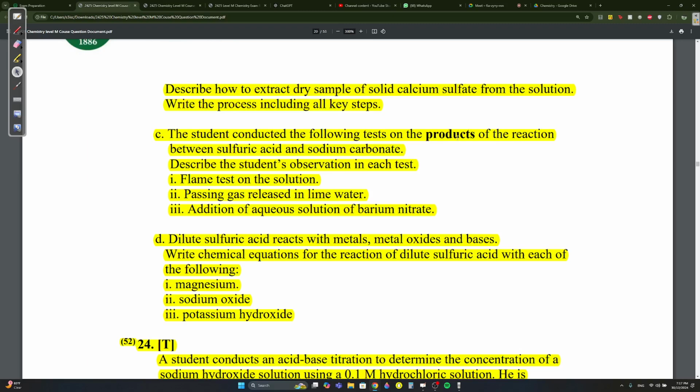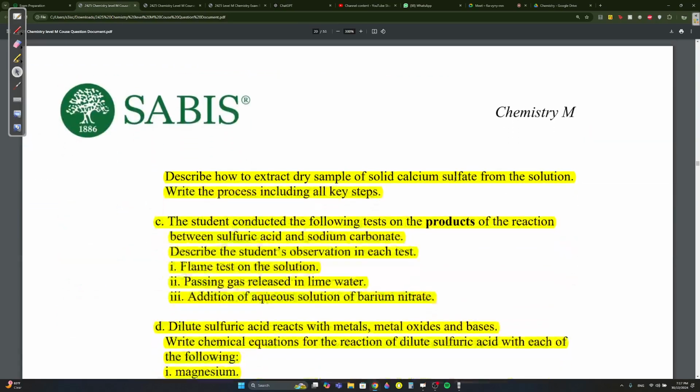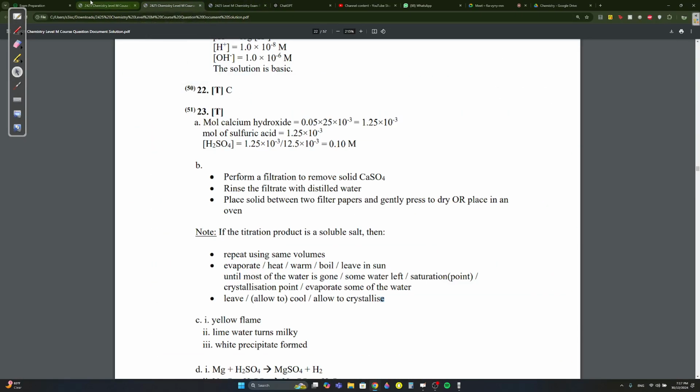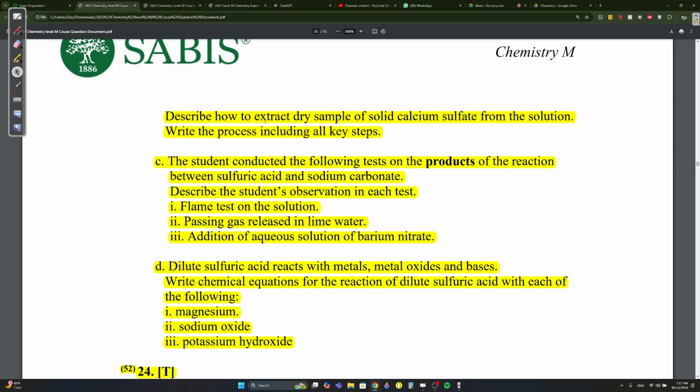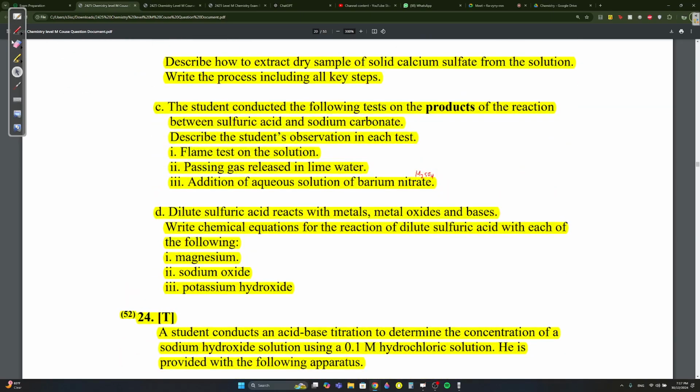The student conducted the following tests on the products of the reaction between sulfuric acid and sodium carbonate. Describe the student's observation for each test. The flame test. Now, what do we get? We got CaSO4. Calcium in the flame test gives a brick red flame, right? It's not the same. See, they're trying to trick you here. They're putting a different reaction. In the question, it was calcium hydroxide. Here, it's sulfuric acid and sodium carbonate.